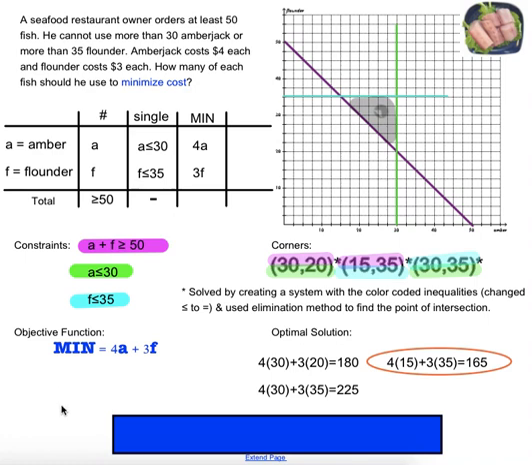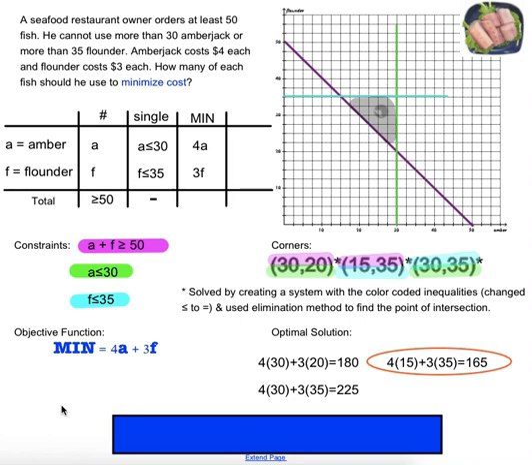This one's about seafood. A seafood restaurant owner orders at least 50 fish. He cannot use more than 30 amberjack or more than 35 flounder. Amberjack costs $4 each and flounder costs $3 each. How many of each type of fish should he use to minimize the cost?